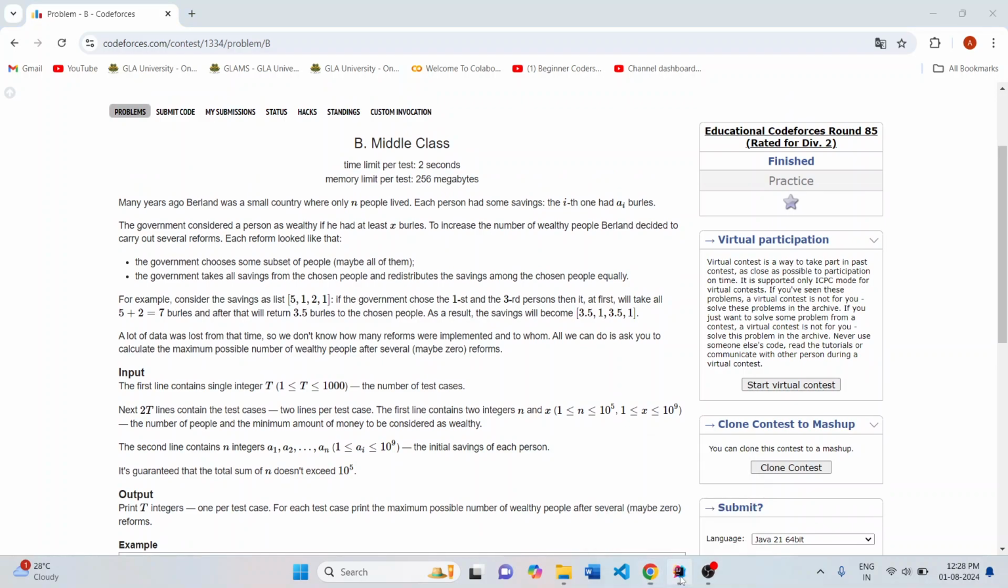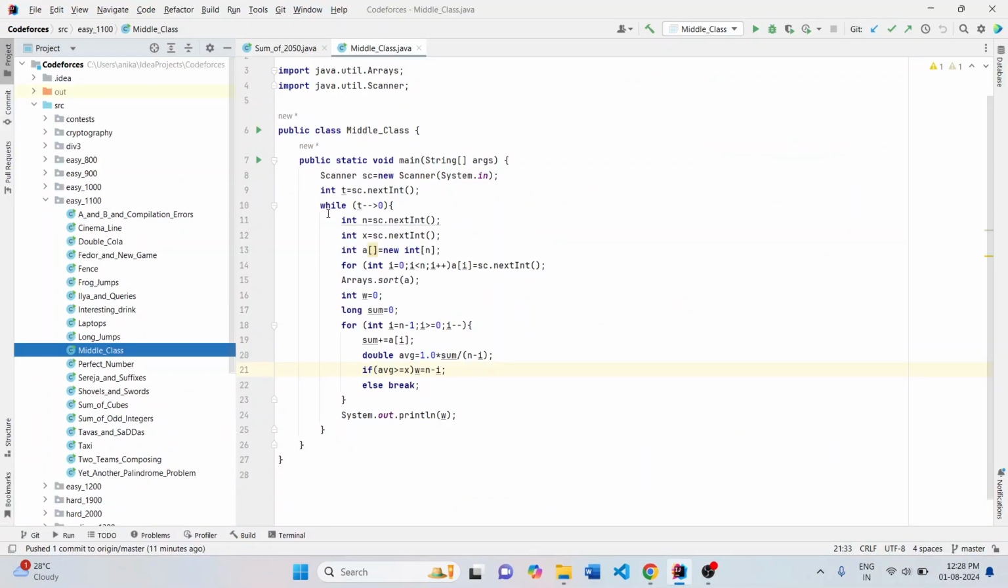Moving to the solution, let us see what we have to do. We take t, the number of test cases, and loop over the test cases. For each test case, we take n, the number of people, x, the minimum burles that they consider for wealthy, and the array a. We take the input, then we sort the array. The sorting will be from poor to wealthy. Now the total number of wealthy people after redistribution we keep initially 0. The sum is also initially 0.